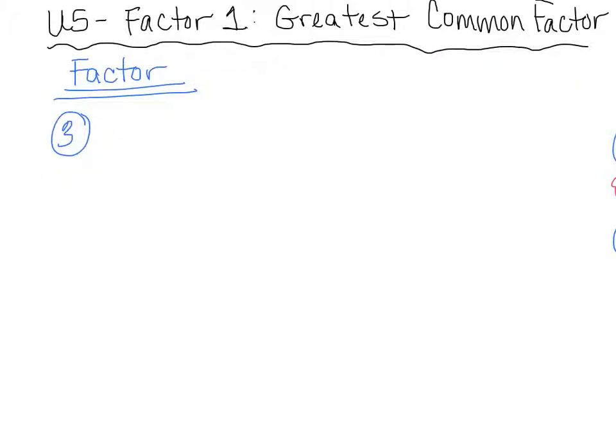All right, for example 3, let's start with the expression that we want to factor. It is negative 4x squared plus 6x plus 10.